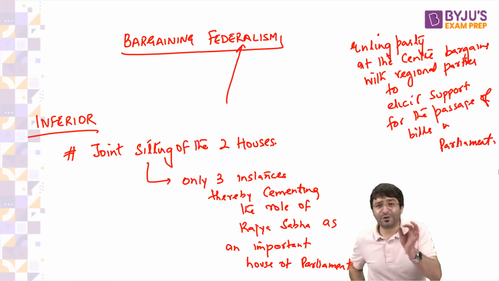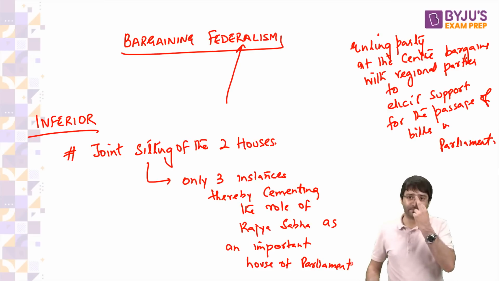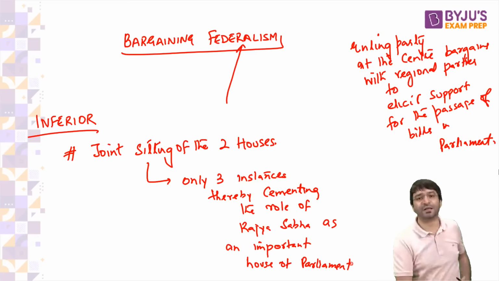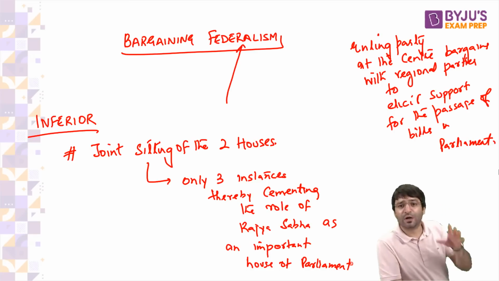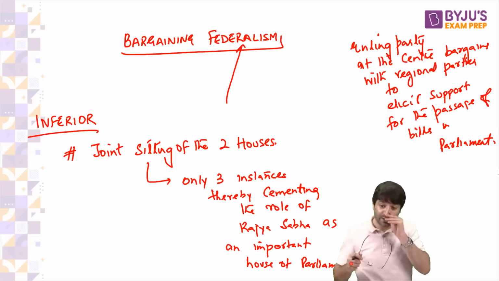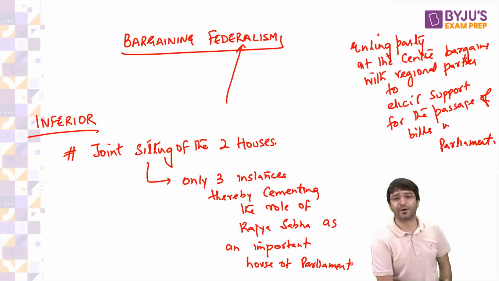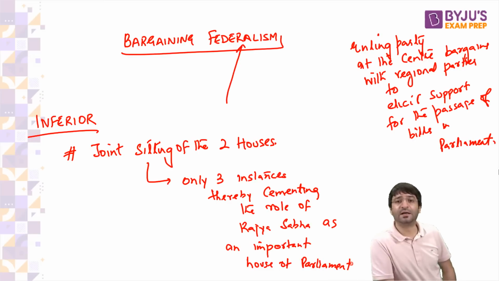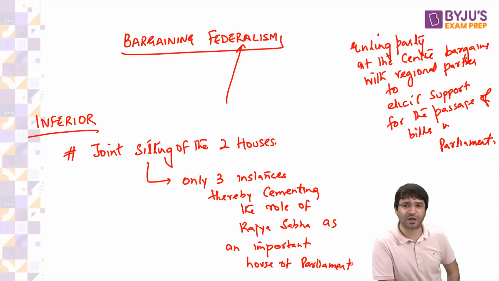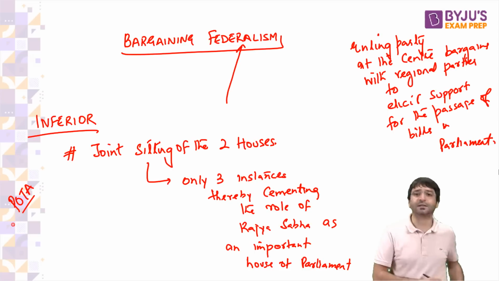there have been only 3 instances since the commencement of the constitutional government in India, since the establishment of Rajya Sabha in India in 1952, where we had a joint sitting of the two houses. The first was on the dowry prohibition bill. The second was on the banking regulation repeal bill. And the third one, the last one, was way back in 2002 on POTA, the Prevention of Terrorist Act.